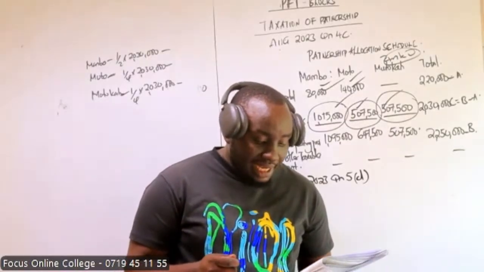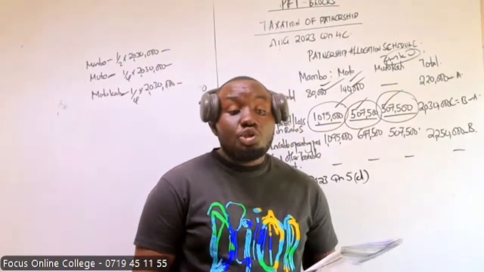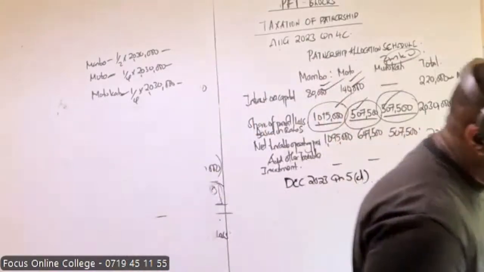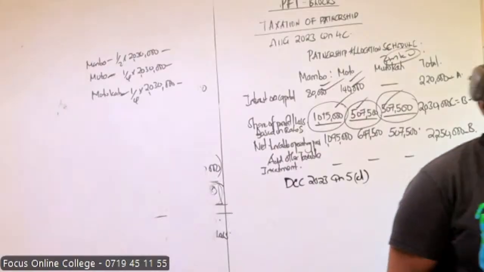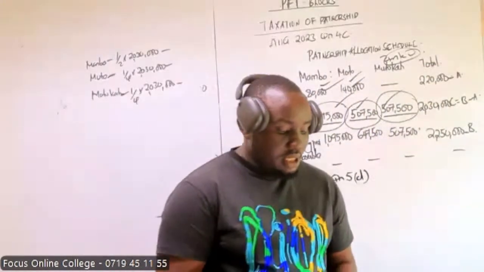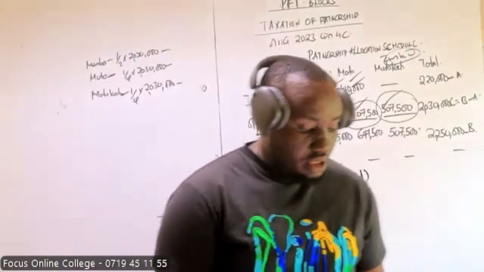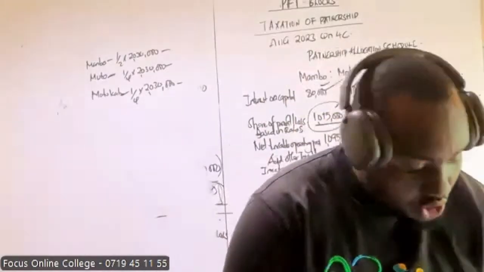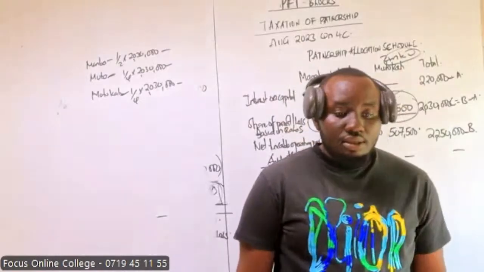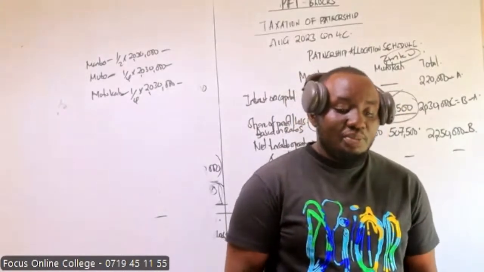So number one expense, we have cost of goods sold. How do we treat the cost of goods sold? Cost of goods sold, that's allowable. That should be allowable.